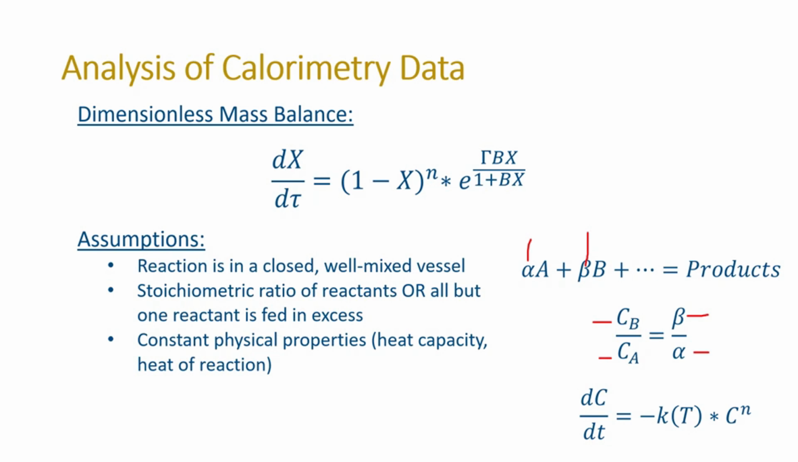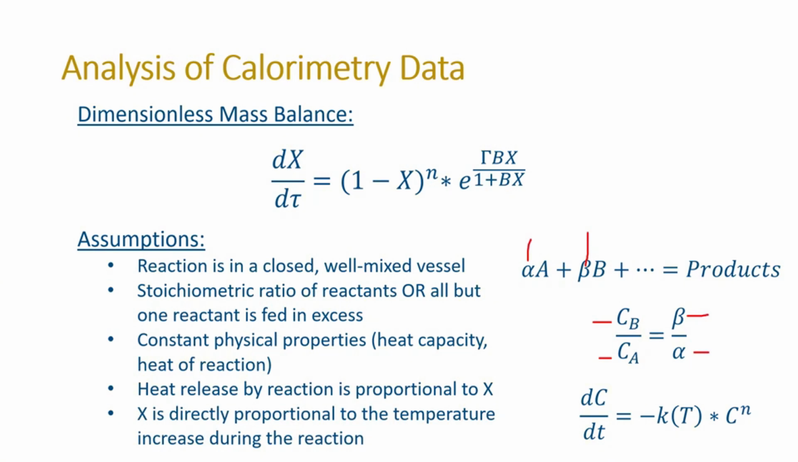We're also assuming that there are constant physical properties like the heat capacity and heat of reaction. In order to convert the temperature data into conversion, we are assuming that the heat released by the reaction is proportional to the conversion, and that the conversion is directly proportional to the temperature increase during the reaction.